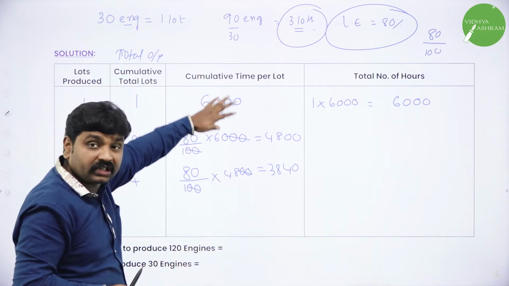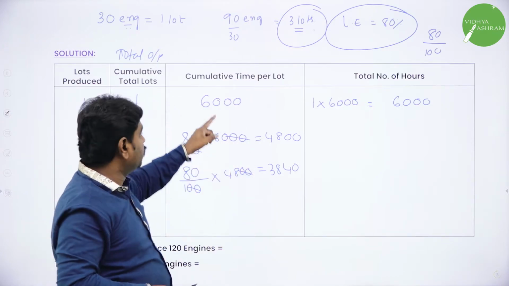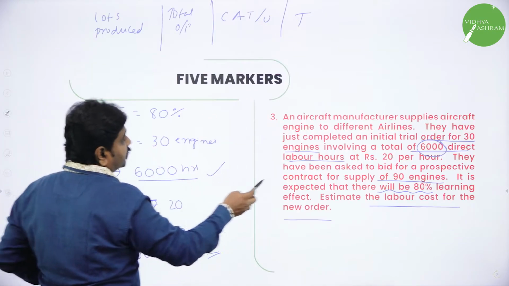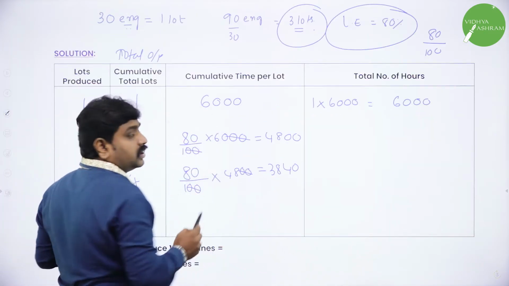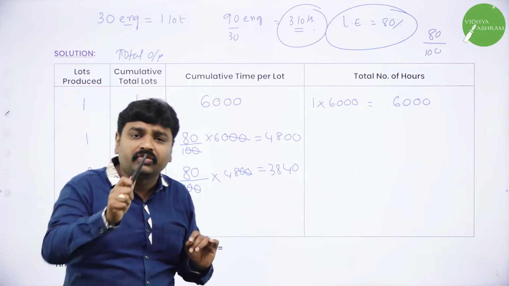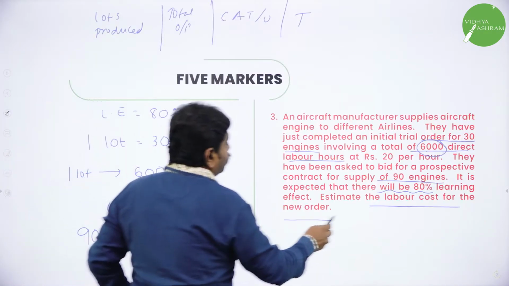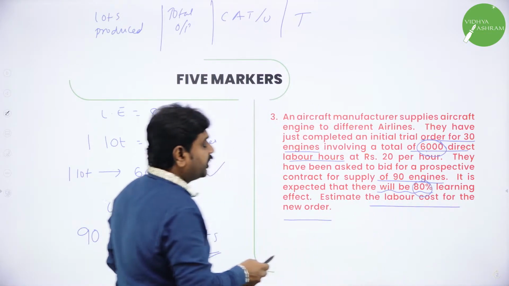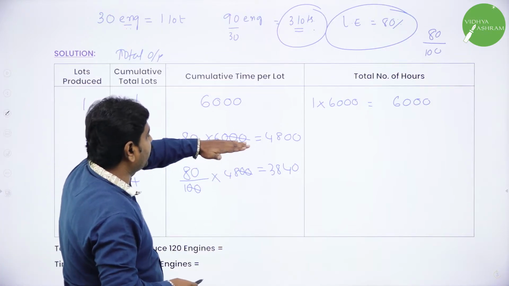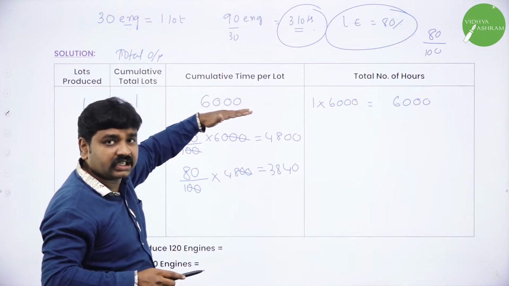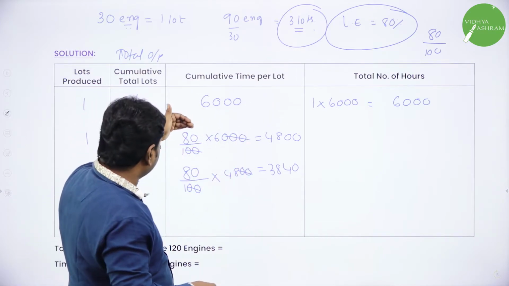I taught you how to fill the cumulative average time per lot. How to fill the third column? First time. If you read the problem, for 30 engines, 1 lot, 6000 hours they give, write as it is. And how to fill the next entry? You have to look at the learning effect. If you read the problem, they give the learning effect. What is the learning effect? 80%. So learning effect into above time. First time they'll give, fill it. Second time they have given 80%. If they give learning effect 70%, then take 70 by 100.